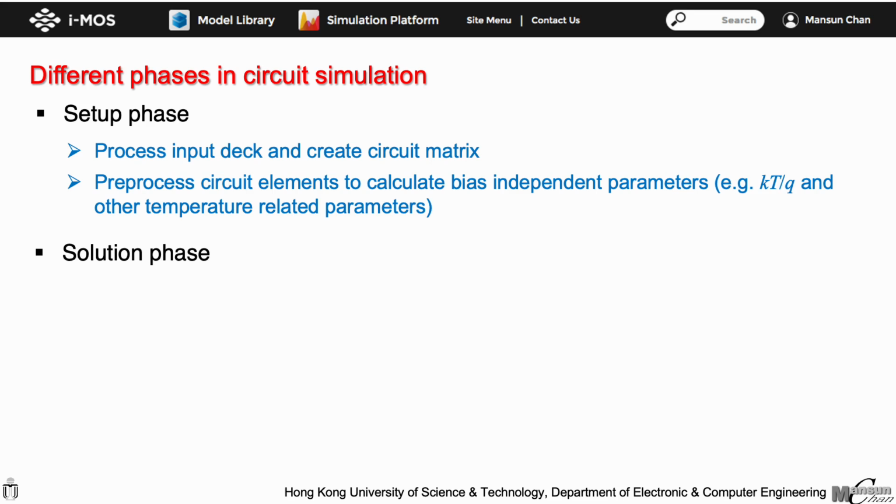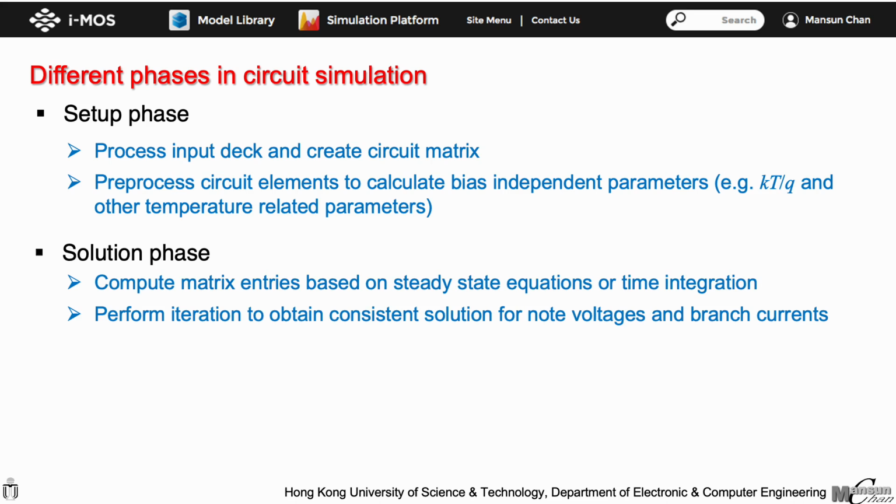Following the setup phase is the solution phase. In this phase, the circuit simulator makes a guess for the node voltages. It then calls the device model routines to compute the matrix entries for the circuit matrix. It will loop through all devices until all devices enter their contributions to the circuit matrix.